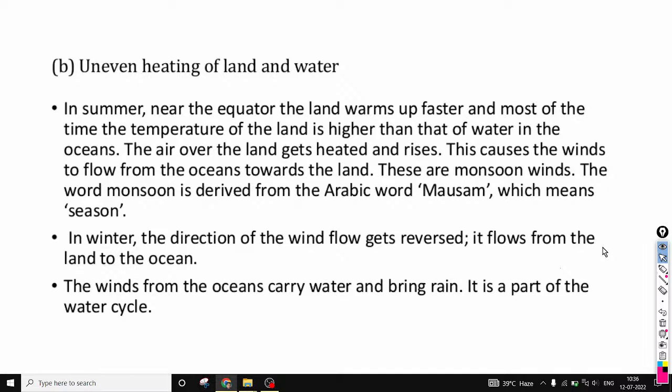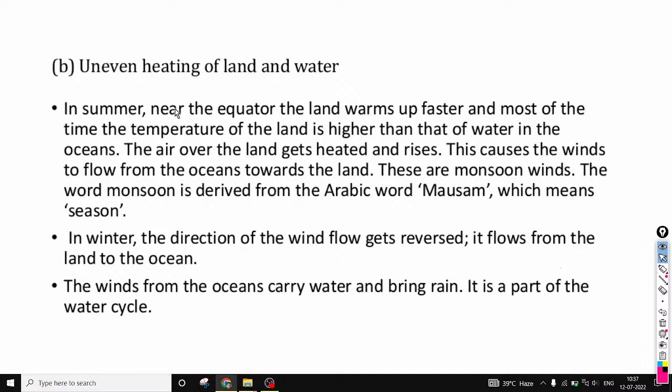Your land takes very little heat energy to become hotter, and it also becomes cooler very fast. If you talk about water, water takes too much time to become hot, and it also takes too much time to become cool. That is why uneven heating of land and water is one of the important factors for different weather and climate on our Earth's surface.